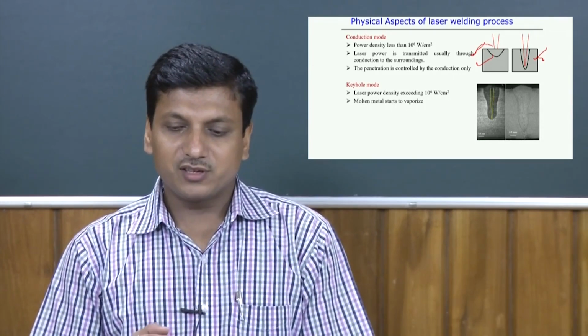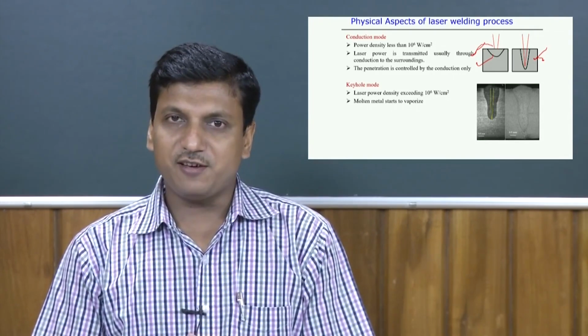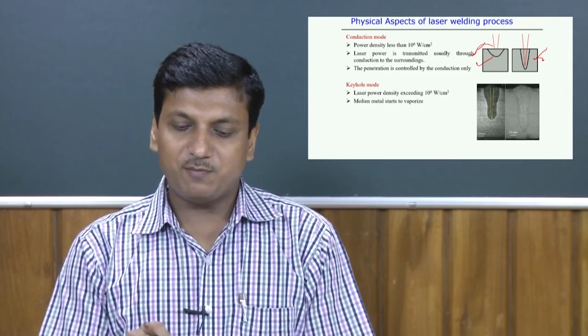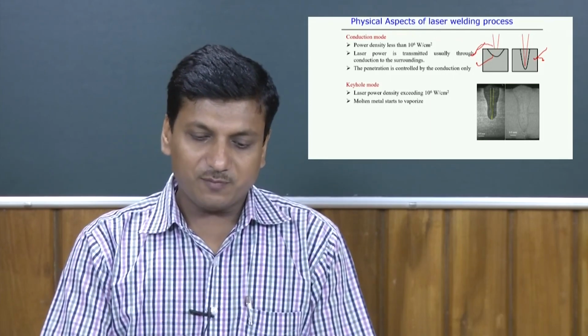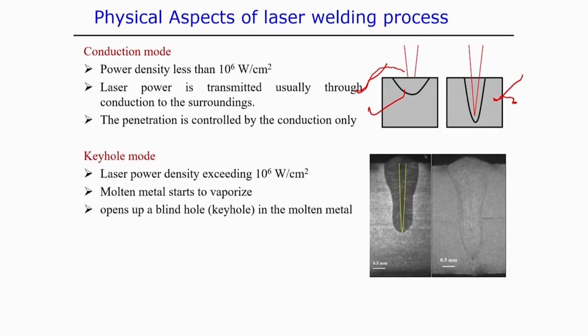So, it forms a typical shape, and over it a vapor domain exists within that substrate material, and the molten metal starts to vaporize. Basically, it creates a blind hole that is called the keyhole. The keyhole reaches a steady state when it forms a vapor domain, and that vapor pressure actually keeps the keyhole formation alive.